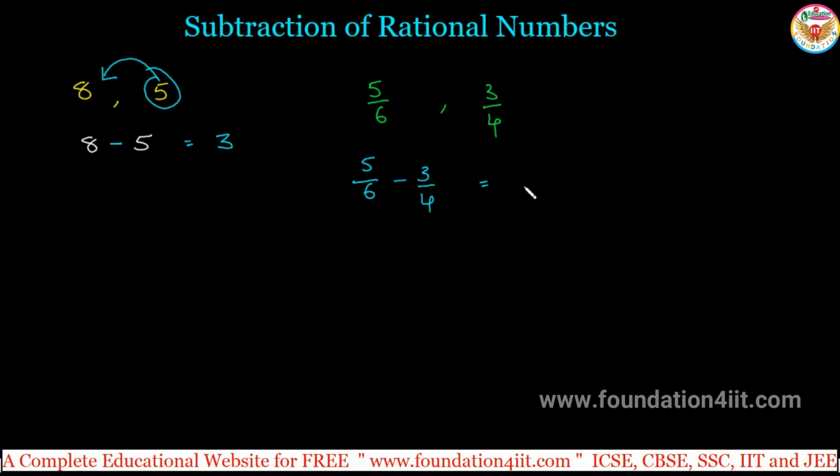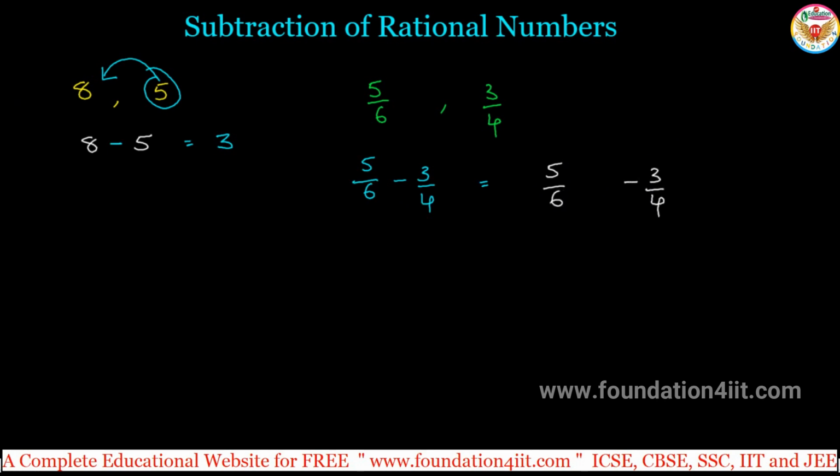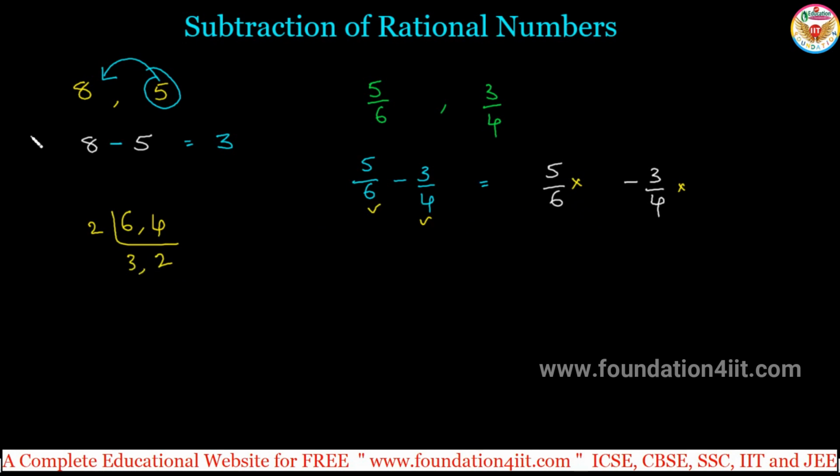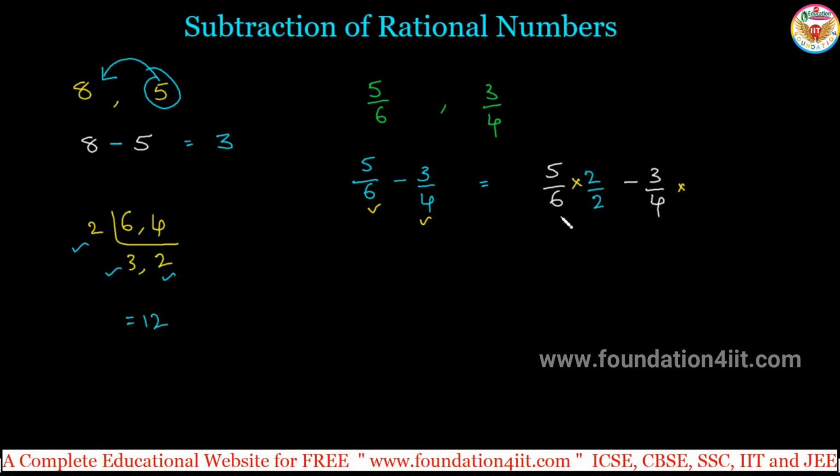So the LCM of 6 and 4 is 12. So 5 by 6 as it is, minus 3 by 4. We find the least common multiple of the denominators 6 and 4, because based on that we can find what number should be multiplied. 2 3s are 6, 2 2s are 4. For 3 and 2 there is no common factor, so directly multiply these: 2 3s are 6, 6 2s are 12. So 12 is the LCM. That's why you should multiply by 2 by 2, because 6 into 2 is 12. The same number you should multiply for the numerator, the same way we did in addition.